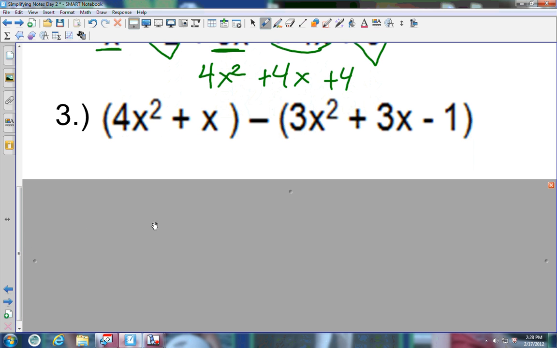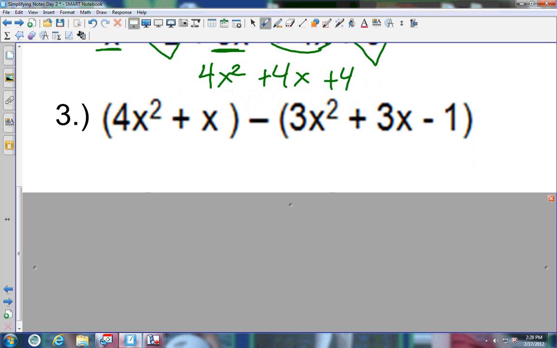Be careful on the next one, it's got parentheses in it. So pause the video and come back and see how you do. This is a negative 1 right here. So at the beginning, nothing changes. The first part is still 4x squared plus x. The second part, you do the distributive property, and you get minus 3x squared, negative 3x plus 1.